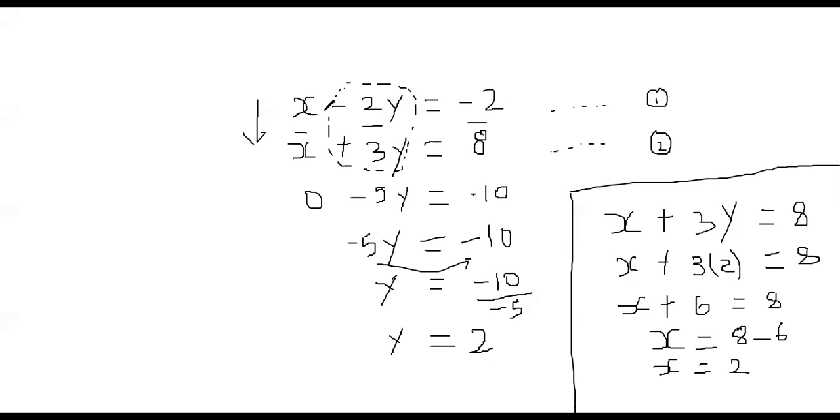Good. So we have our equation 1: x minus 2y equal to negative 2. The second equation, we have x plus 3y equal to 8. And we're trying to find the two unknowns, which are x and y, two variables.